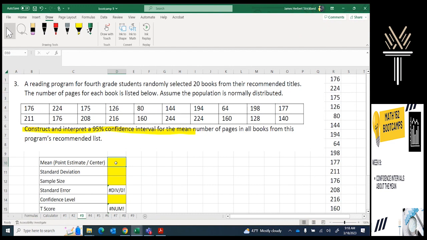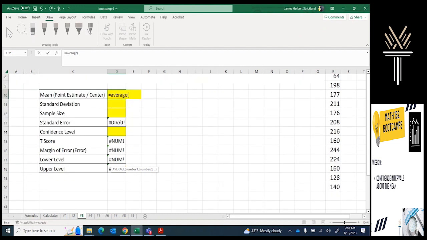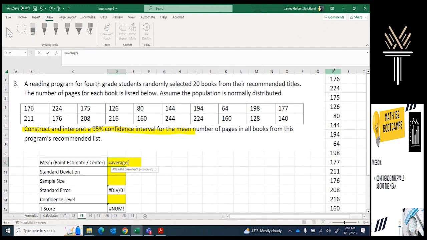So they're going to expect us to know to go to equals average and then highlight our data. If this was clickable, we'd highlight the values in here. Otherwise, if all your data is in a beautiful column like this, you can just click the column letter at the very top and it will highlight all the numbers for you. But there's the average of the data set.